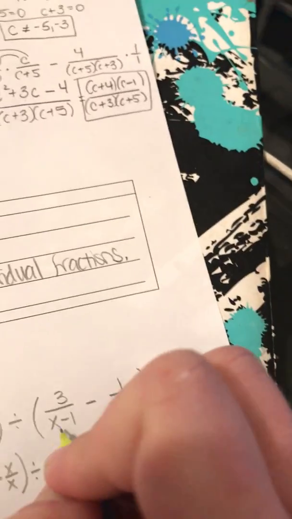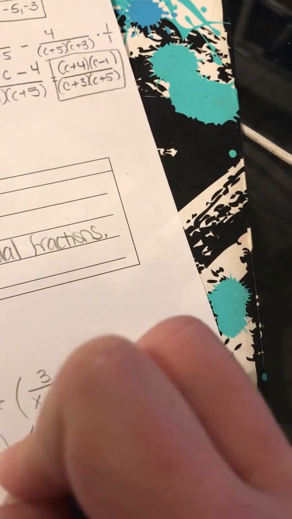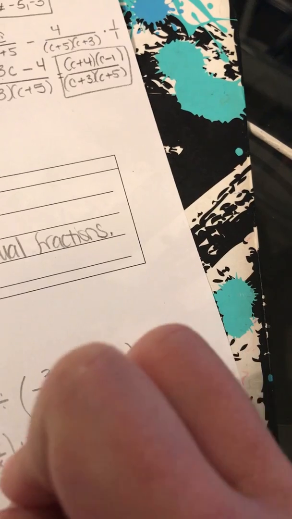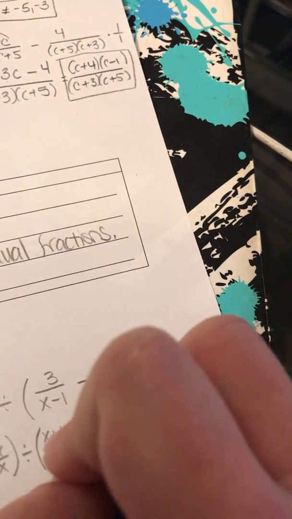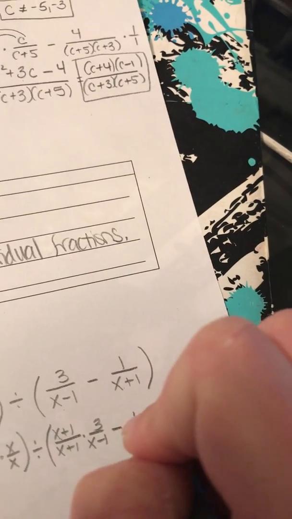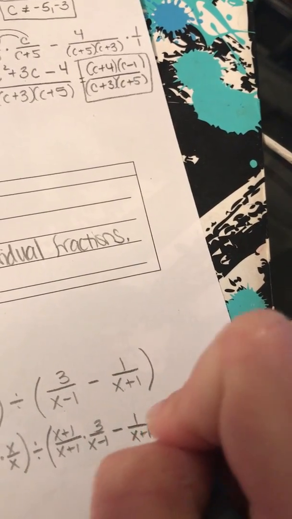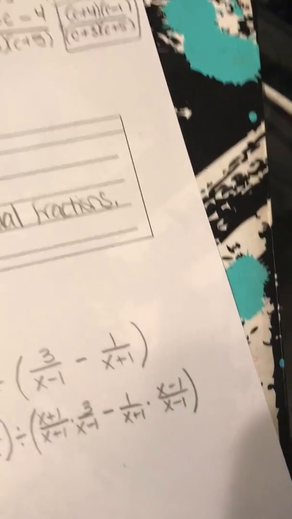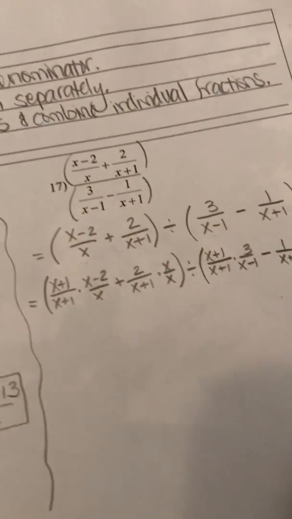Okay, and then here, x minus 1, x plus 1, they have nothing in common. So we have to multiply x plus 1 to the left. Oh, I'm so sorry, x plus 1. I think that's what I said. And then x minus 1 to the right. Okay. All right, here we go.